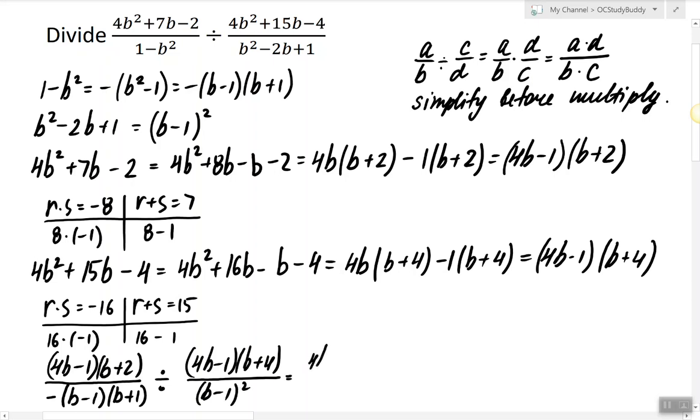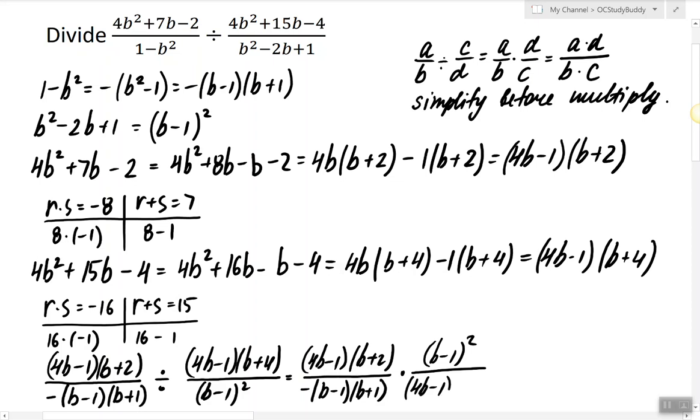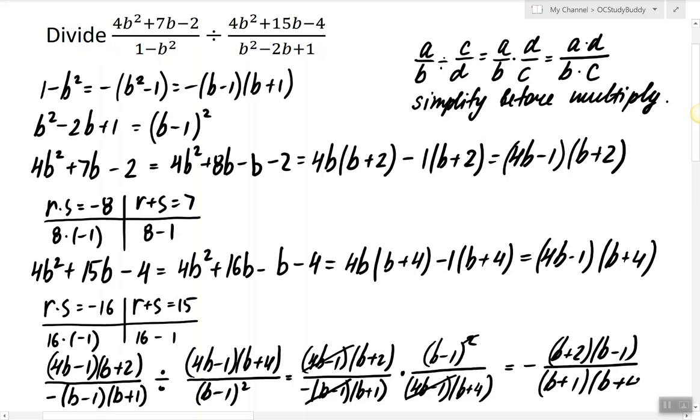And now we're going to turn the division process into multiplication. And we're going to reduce as much as we can before we multiply. So what's left is negative (b plus 2) times (b minus 1) over (b plus 1) times (b plus 4).